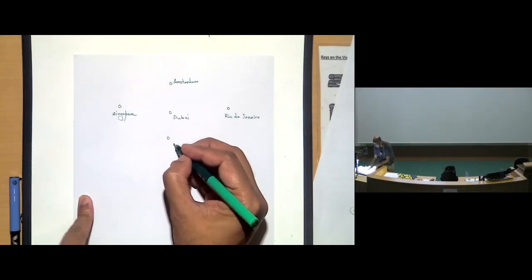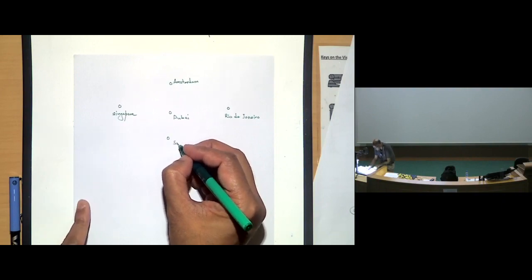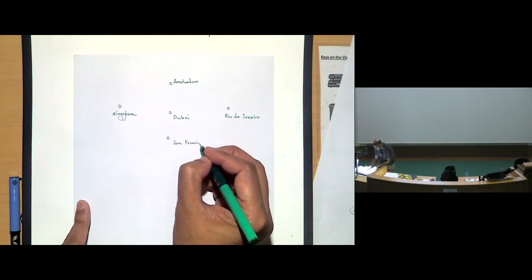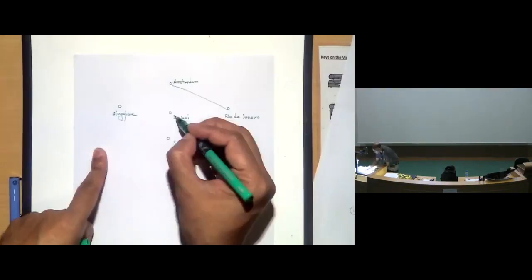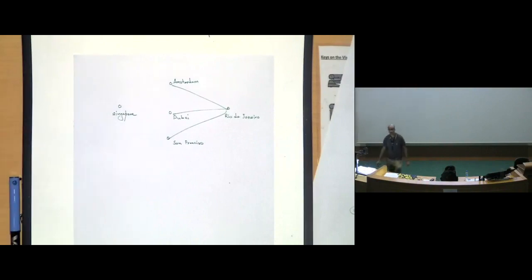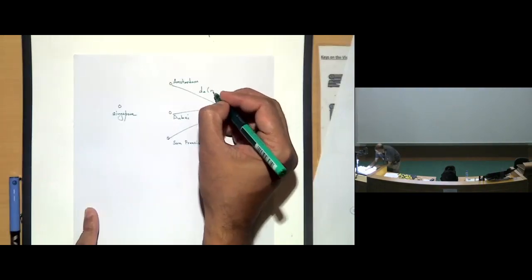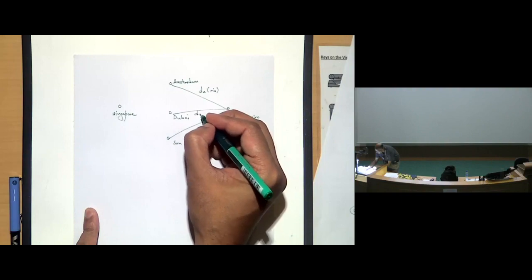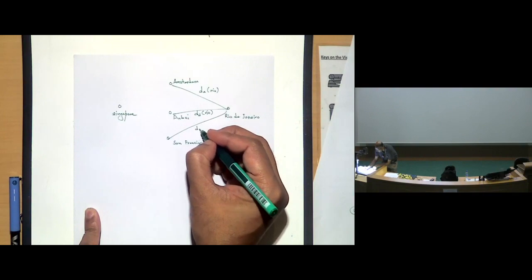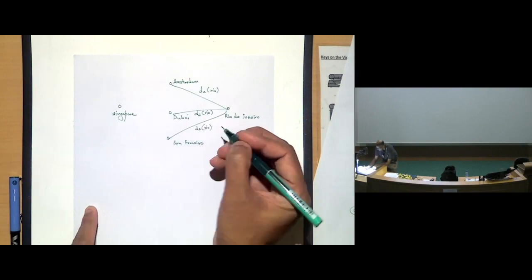Or let's say I go via US. This is CISCO, San Francisco. These guys have flights there. Okay? So this one is DA of Rio. This is DD of Rio. I'm just using the alphabet from their names. And this is DS of Rio.